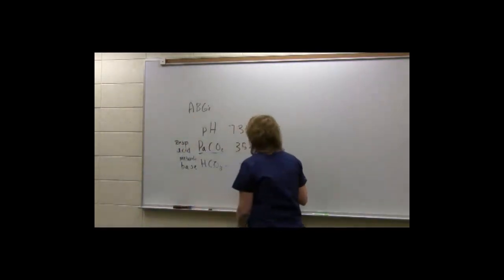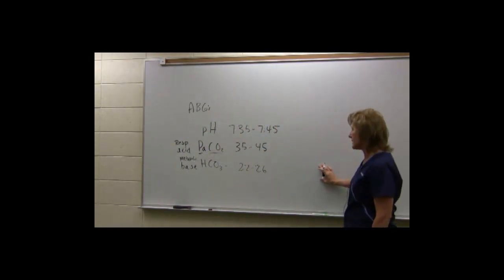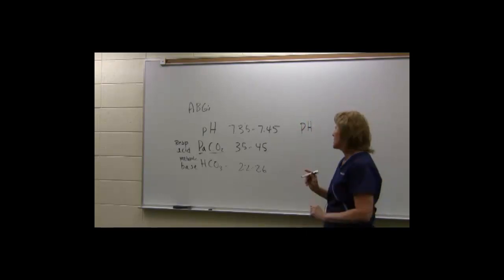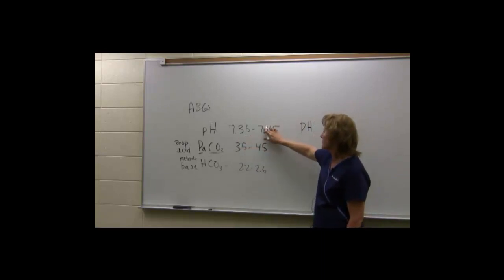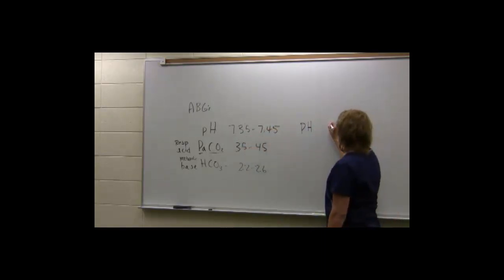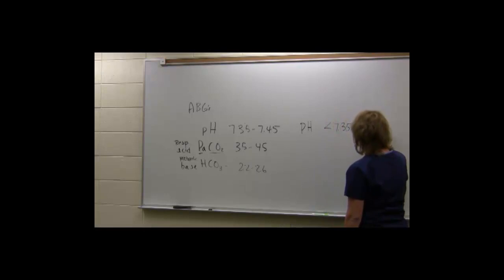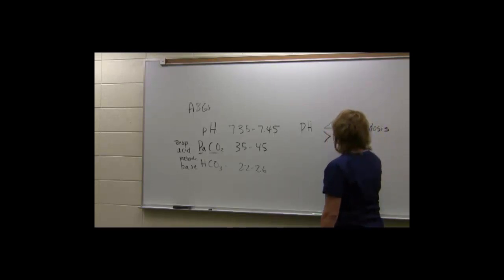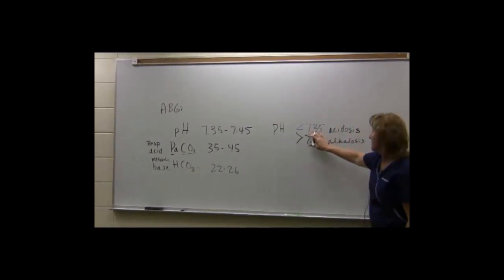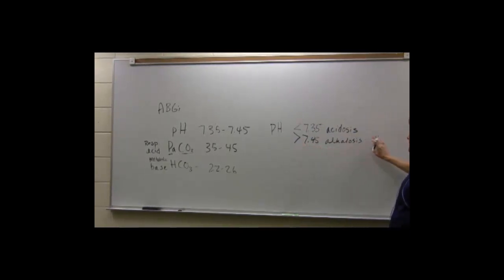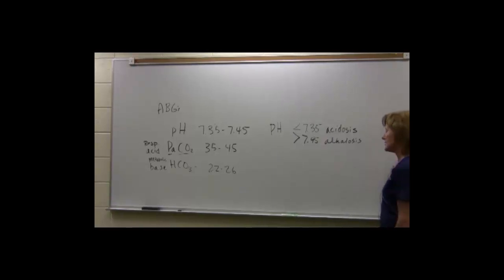So then, remembering this, the first step I take when I get an ABG back is to look at my pH. So always start with your pH, and you're going to define what it means. So if I'm between 7.35 and 7.45, I have a normal pH. If I am less than 7.35, I have acidosis. That's my acidotic side. Okay, and if I am greater than 7.45, I have alkalosis. So less than 7.35, I have too much acid or not enough base. Greater than 7.45, I have too much base or not enough acid. Okay, so start with that.